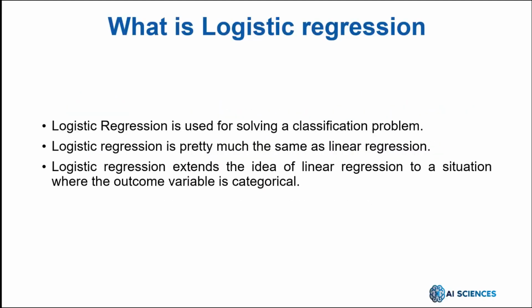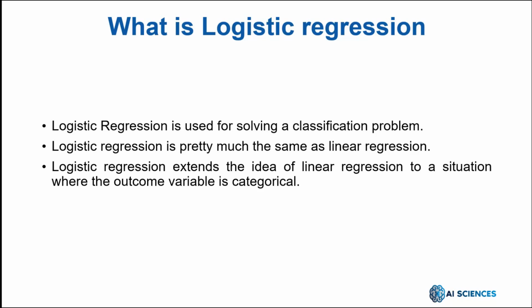First of all, logistic regression is among the most commonly used and best-known algorithms that we can use to solve a classification problem. It's named logistic regression because of the logit function, which is used in this method of classification. Other than that, logistic regression is pretty much the same as linear regression. The purpose of logistic regression is to detect a relationship between features and find the probability of a particular outcome. In a way, it extends the idea of linear regression to a situation where the outcome variable is categorical.